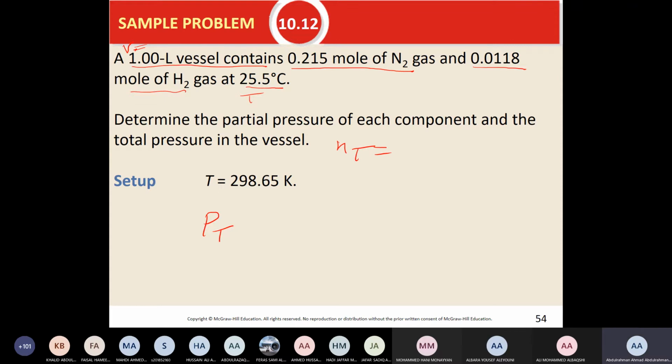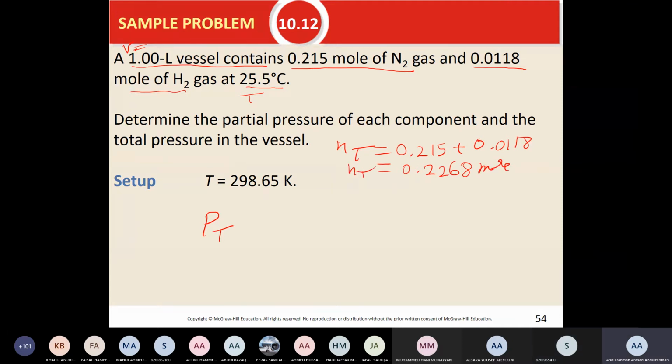So I want now the moles in total. The N2 moles 0.215 plus 0.0118. What is it going to be? Give me an answer. 0.2268. 0.2268 mole in total.